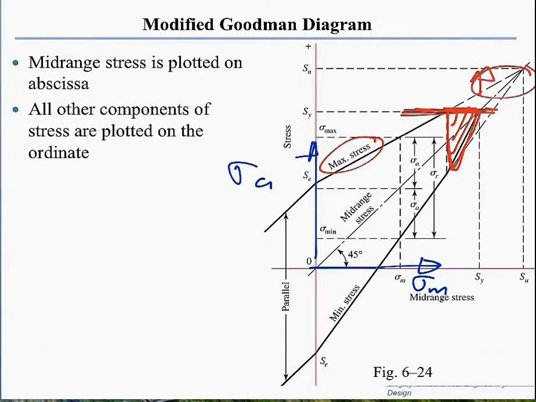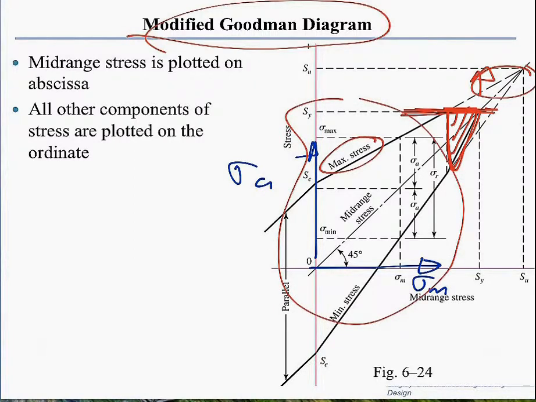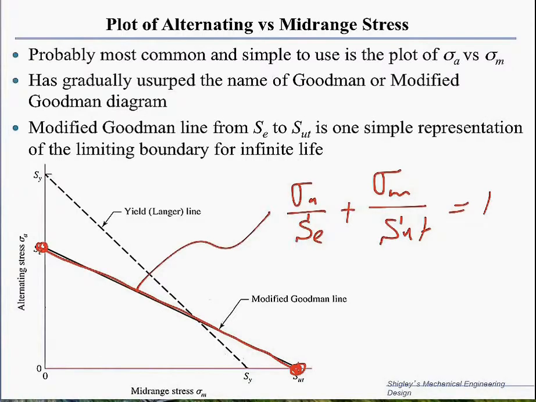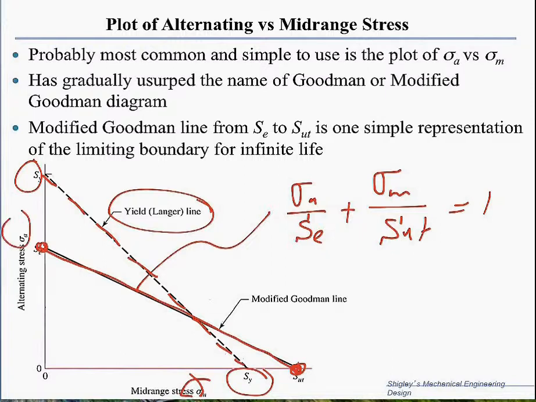And instead of using the modified Goodman construction, which takes some work to do, an easier way is to use the so-called Langer line. The Langer line is a line that has a connection between the yield point of the material on the horizontal and the vertical. And it tells us that under any circumstances, whenever we have the mean and the alternating, the sum should not exceed the yield point.